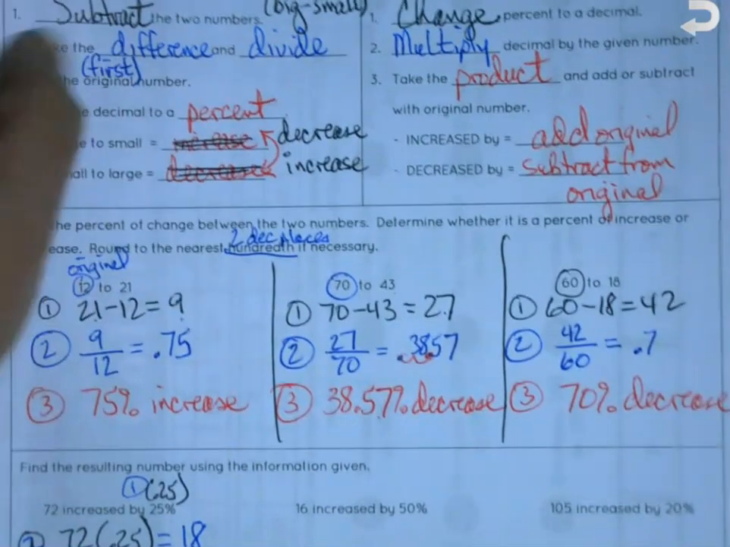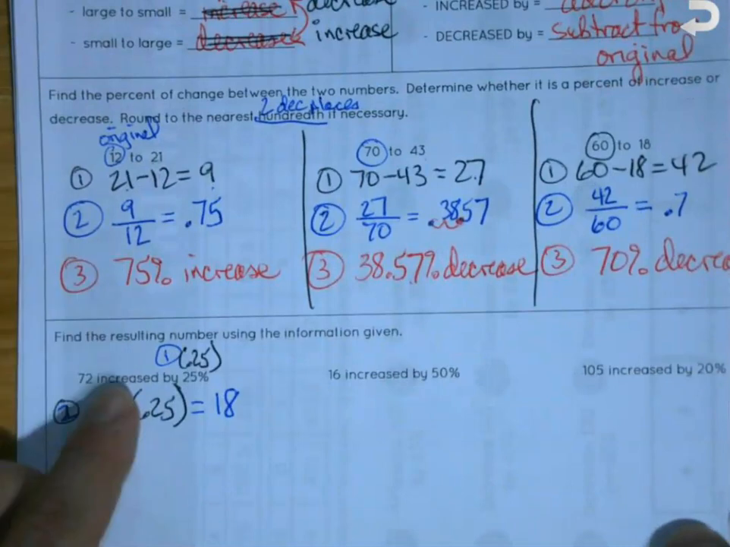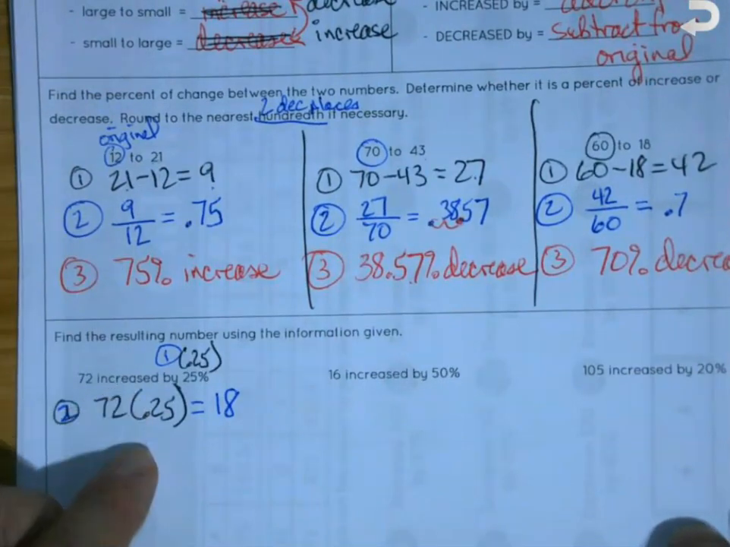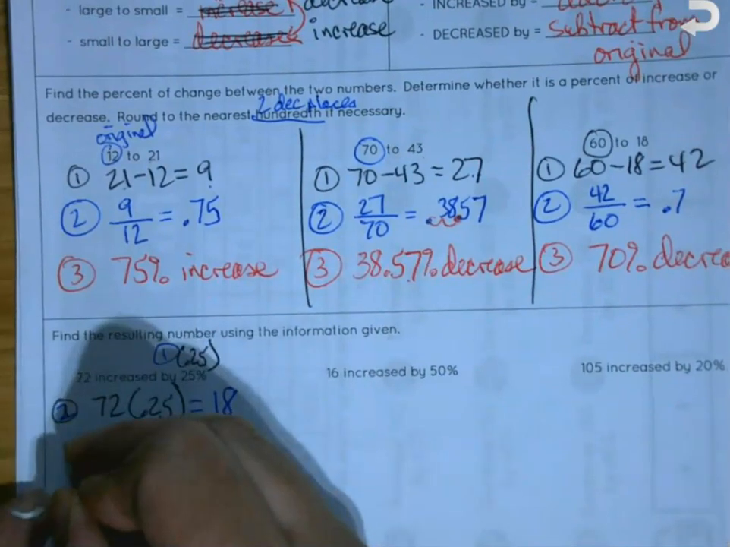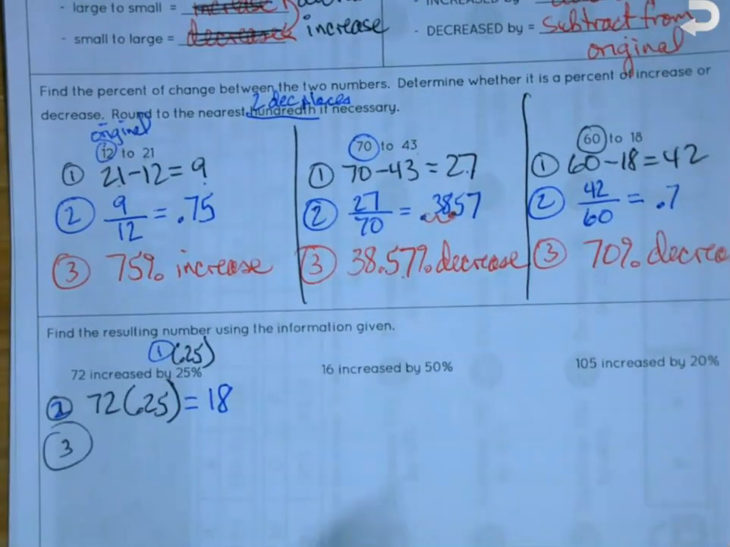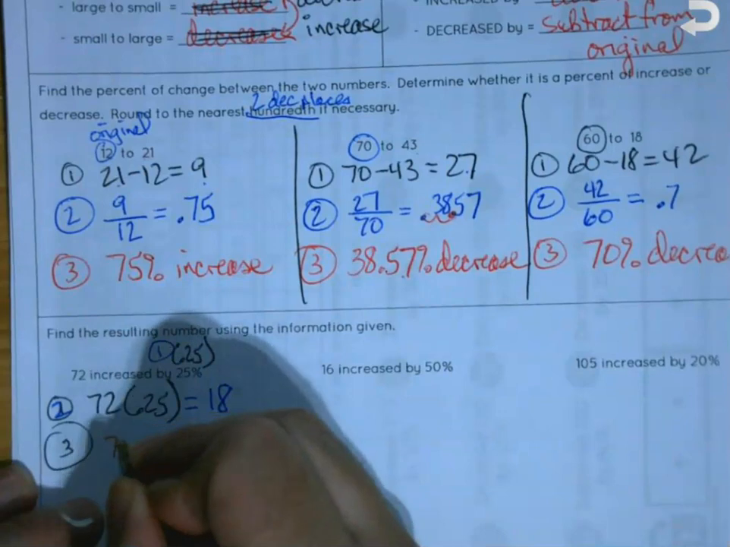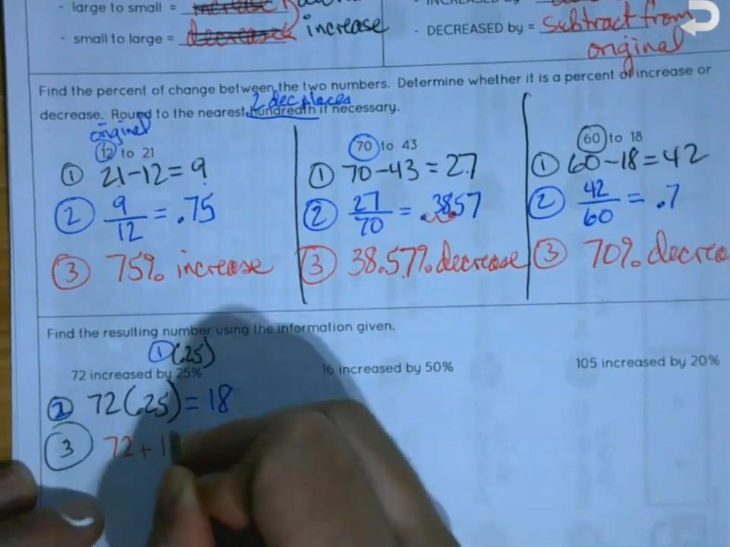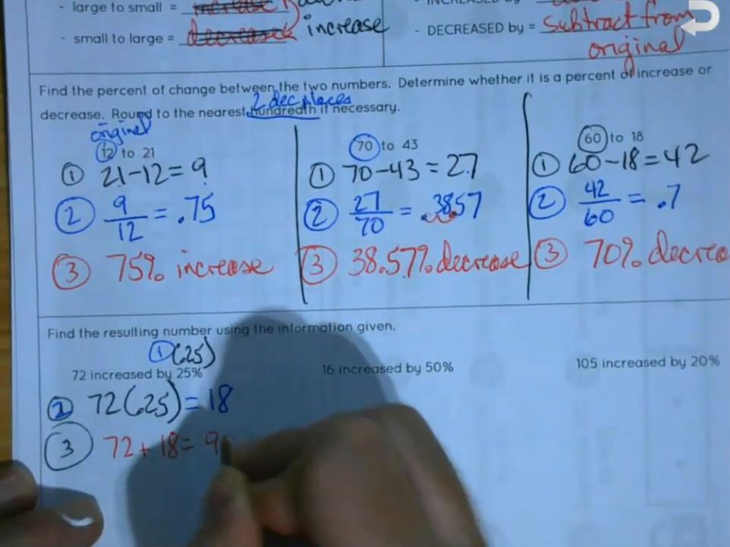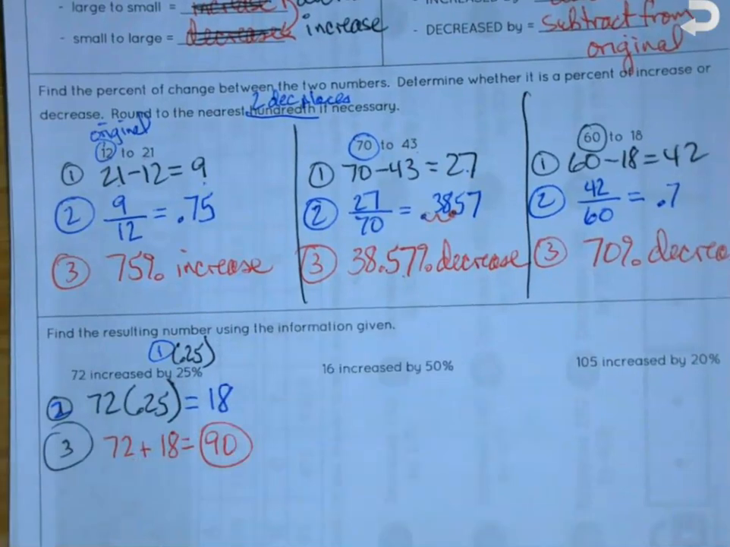So here, if it's increased by, we're going to add that to the original. And if it's decreased by, we're going to subtract it from the original. Okay? So here it says it increased by 25%. So my last step is going to be 72 plus 18 is 90. So it's increased, we add it.